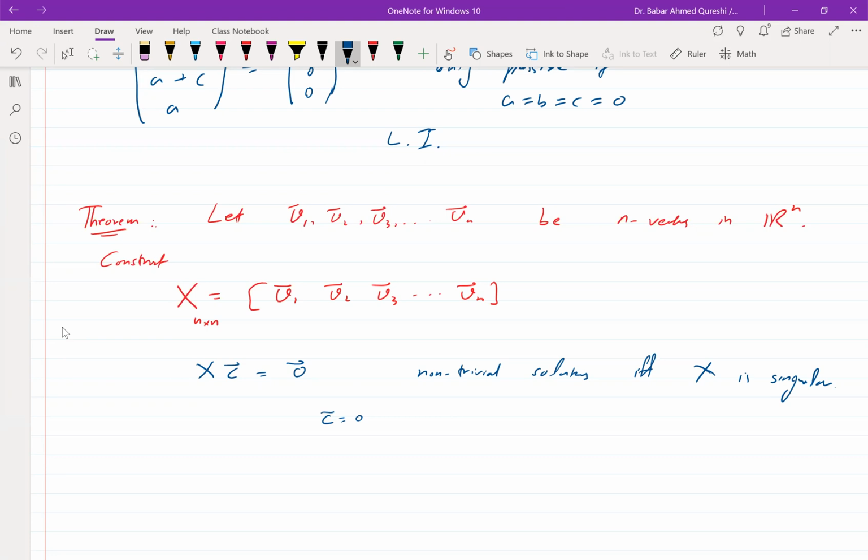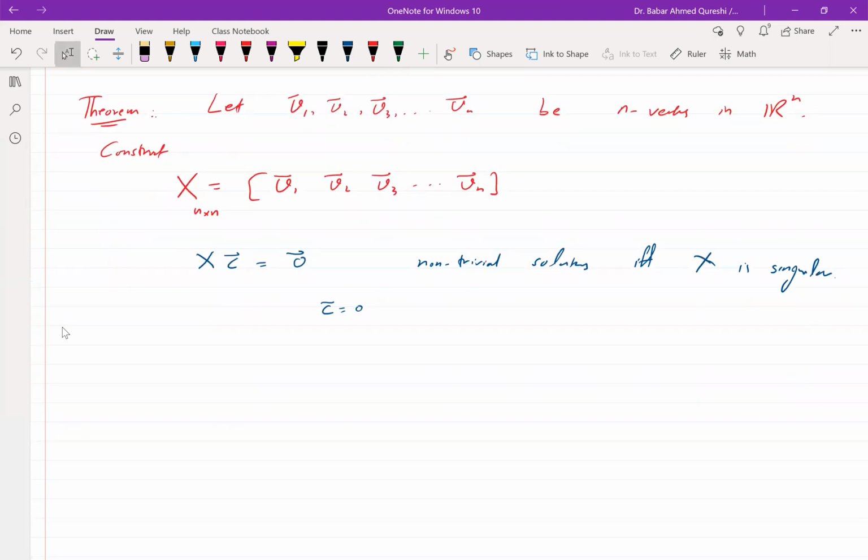But what is this equation saying? Remember, we decided matrix multiplication with vectors can be viewed in many ways. One of them was that you make a linear combination of these vectors. So this was equal to, you take the column vectors in X and make linear combinations with the components of c.